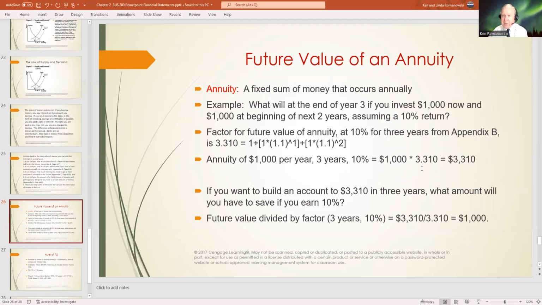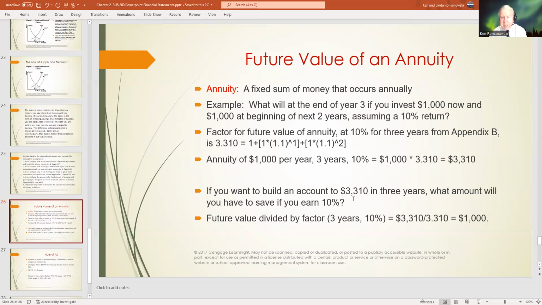$3,310. At the same time, if you want somebody to send you $1,000 a year over the next 3 years, if the interest rates are 10%, that annuity is worth $3,310. That's essentially what the person has to have to make sure that they send you the money each and every year to get to $3,310.